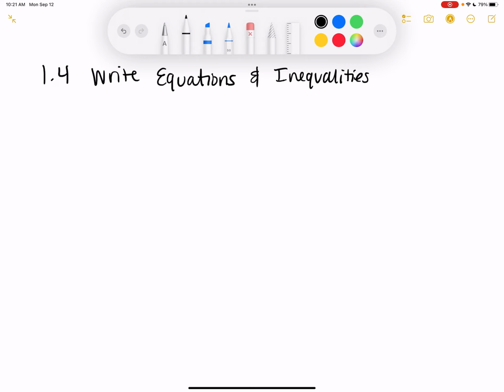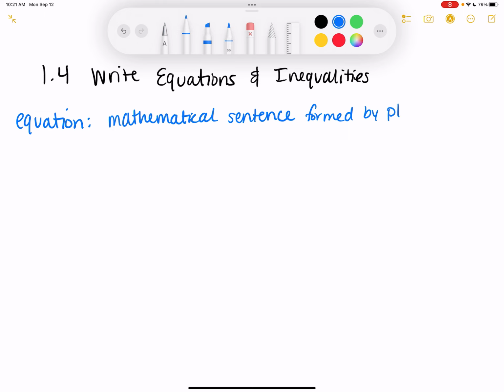And so just a couple definitions. An equation is a mathematical sentence formed by placing the symbol equals between two expressions.